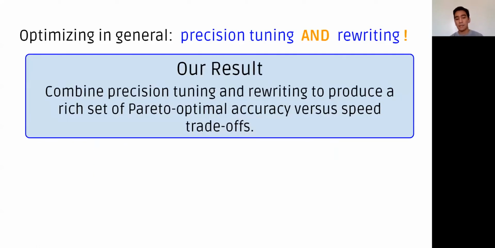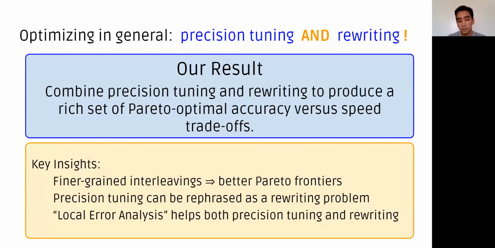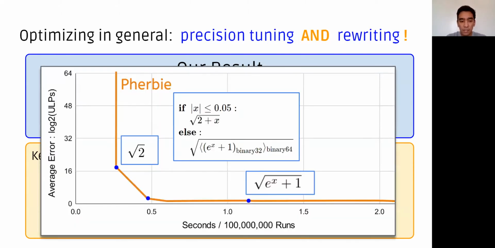And what we found is by combining precision tuning and rewriting together, this allows you to produce a rich set of Pareto optimal accuracy versus speed trade-offs. In addition, we found that finer grained interleavings of the two techniques create better Pareto frontiers. Precision tuning can be a rewriting problem, and local error analysis helps guide both of these techniques. So we took these insights and we made a new tool called Pareto Herbie, or Furby for short, that takes an input expression, automatically and simultaneously applies precision tuning and rewriting, and outputs a set of Pareto optimal implementations.